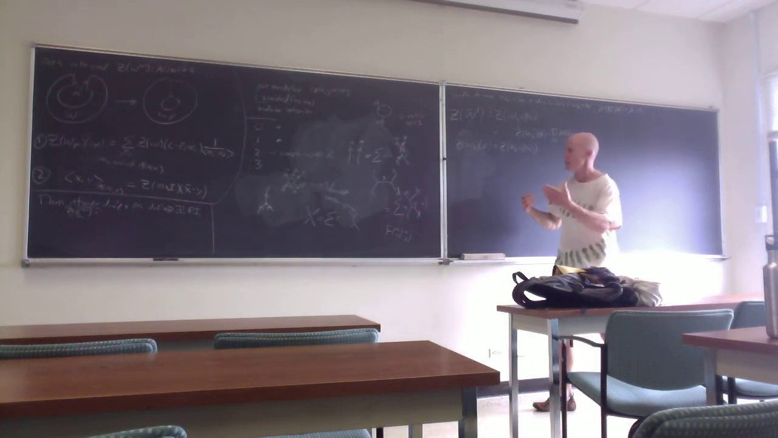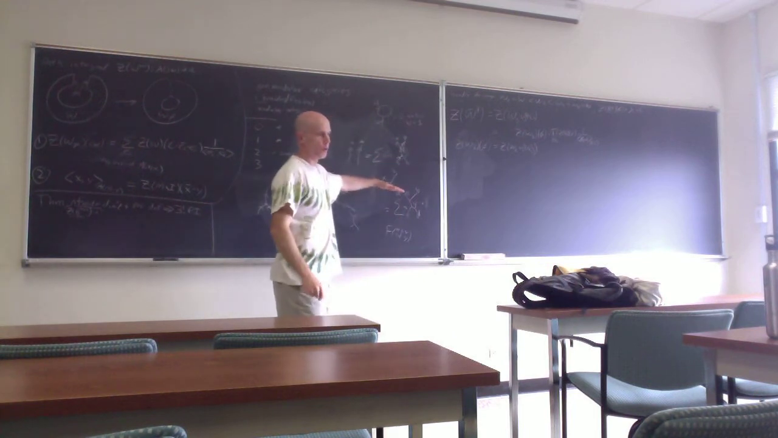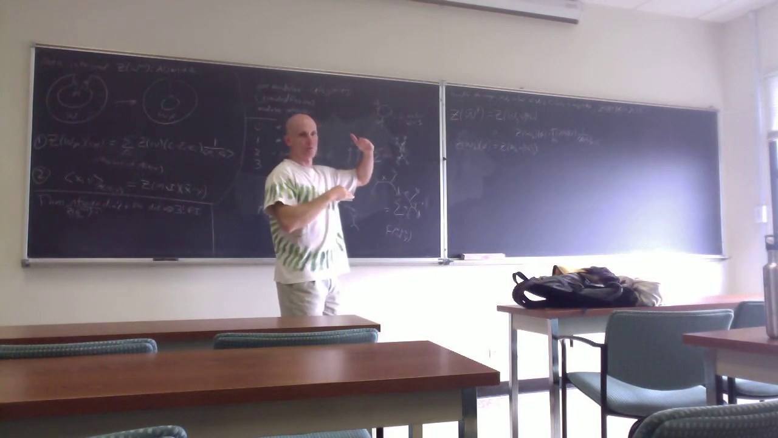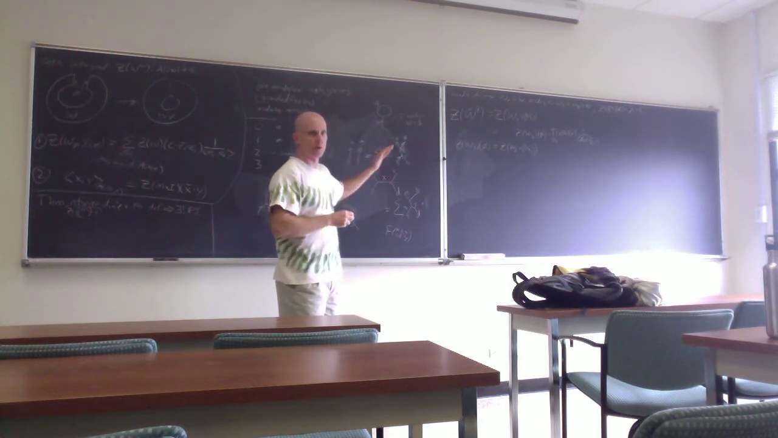So what is the skein module? We have all pictures like this, modulo the usual relations, sitting in S^2 × I. That's again a one-dimensional skein module. You can take any picture, just contain it in a three-ball, and apply these things.